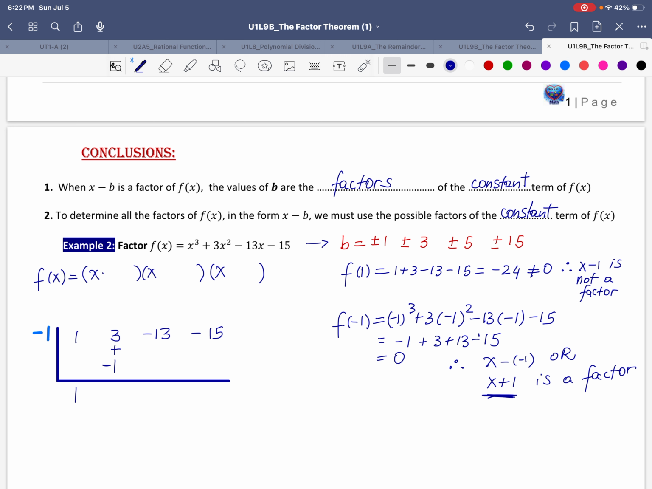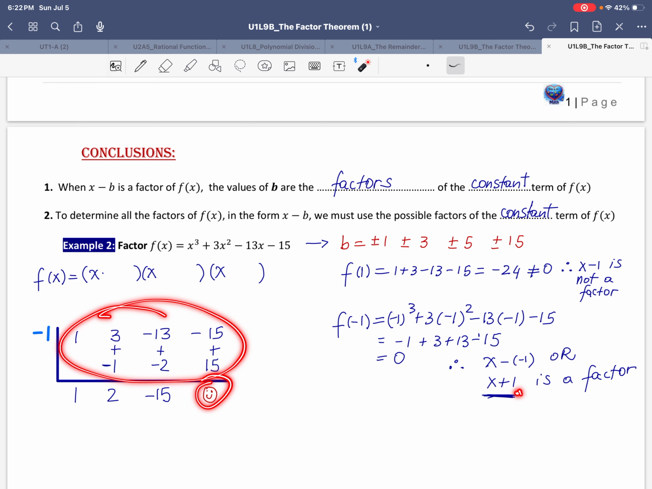3 plus -1 is 2. 2 times -1 is -2. Add. -15 plus -2 is -15... then -15 times -1 is +15. Add again. And as you can see, the remainder is 0. If you don't get a remainder of 0, it means that we probably need to go back and check our answer, or maybe we made an error somewhere here.